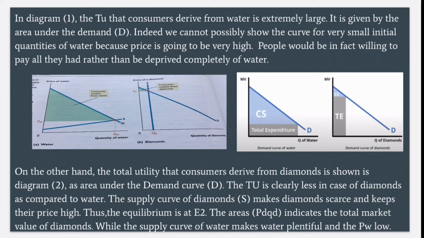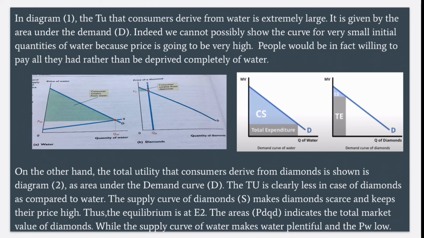In diagram 1, the total utility that consumers derive from water is extremely large. It is given by the area under the demand curve D. Indeed, we cannot possibly show the curve for very small initial quantities of water because the price is going to be very high. People would in fact be willing to pay all they had rather than be deprived completely of water.